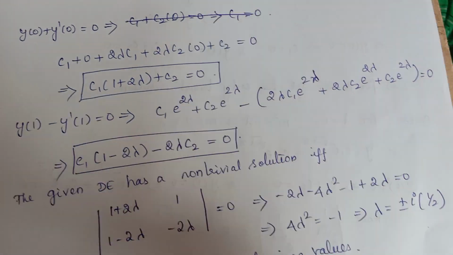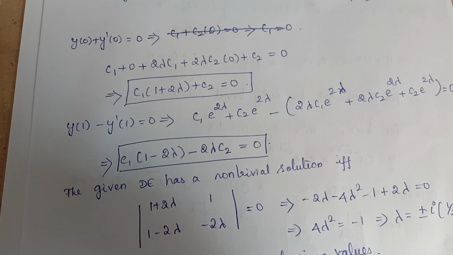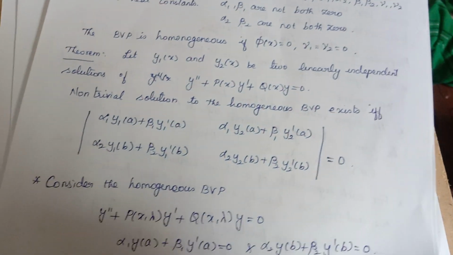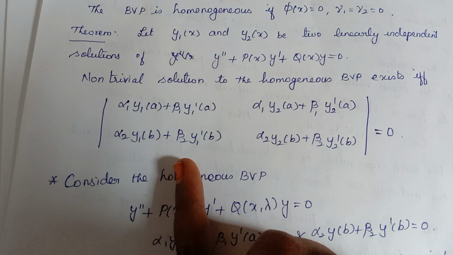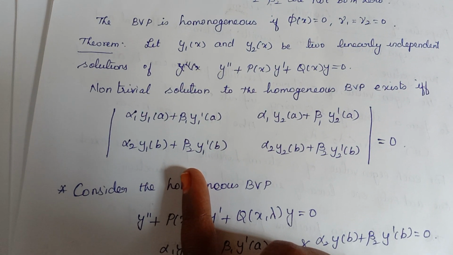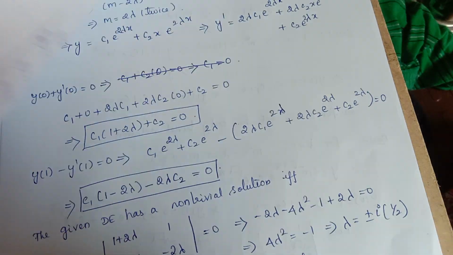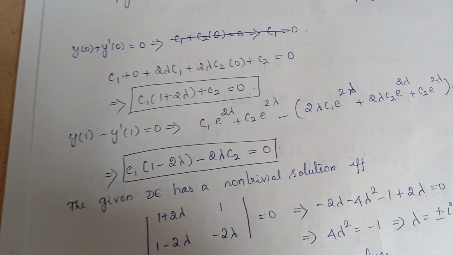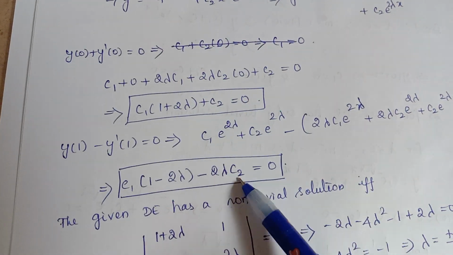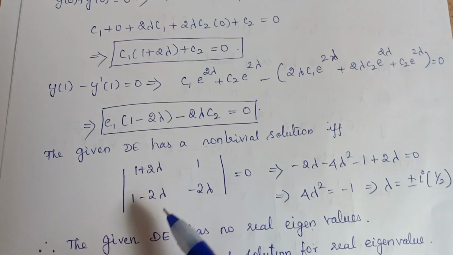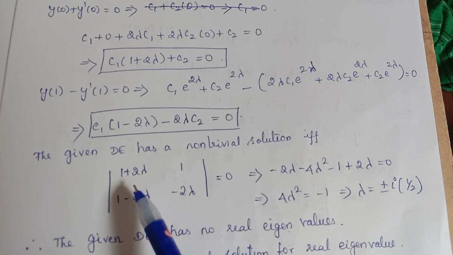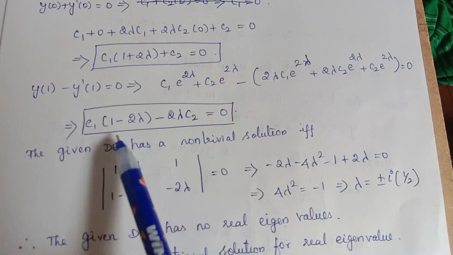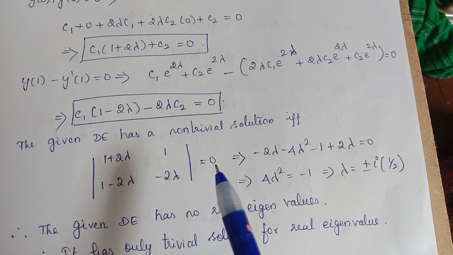See, in the beginning of the video itself, we have seen a non-trivial solution exists only when this determinant is equal to 0. That is the determinant with entries α1 y1(a) + β1 y1'(a). From these two equations, obtained from the boundary conditions, the system has a non-trivial solution if and only if the determinant |1 + 2λ, 1; 1 − 2λ, −2λ| equals 0.